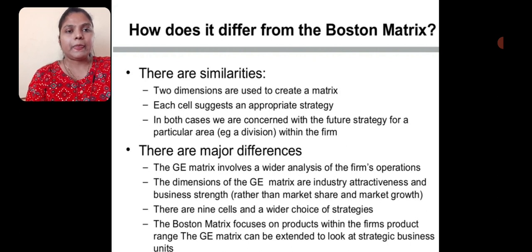The major differences between the GE matrix and the BCG matrix are: the GE matrix involves a wider analysis of the firm's operations. The dimensions of the GE matrix are industry attractiveness and business strength, rather than market share and market growth. There are 9 cells and a wider choice of strategies. The Boston matrix focuses on products within the firm's product range. The GE matrix can be extended to look at strategic business units.